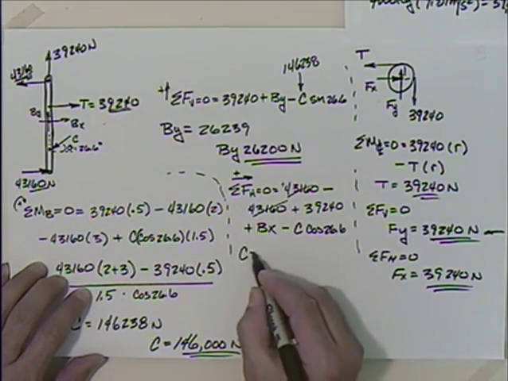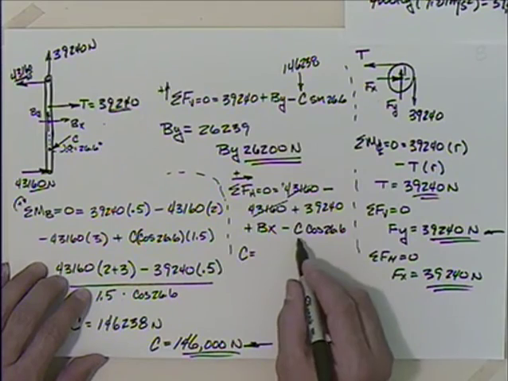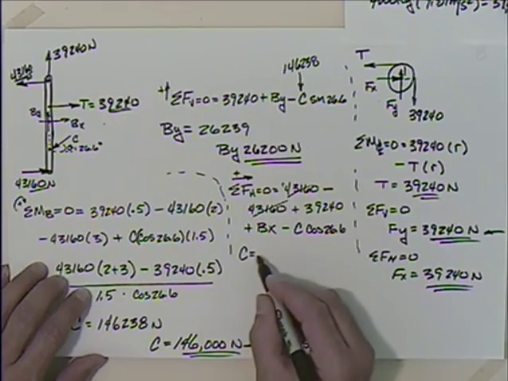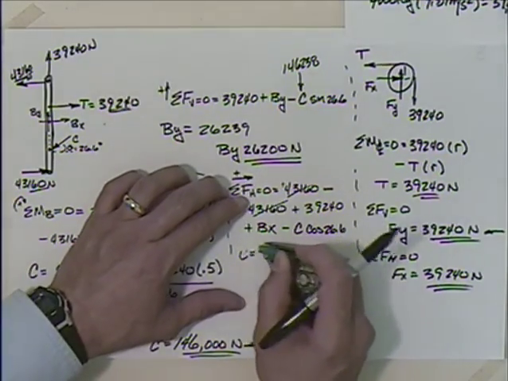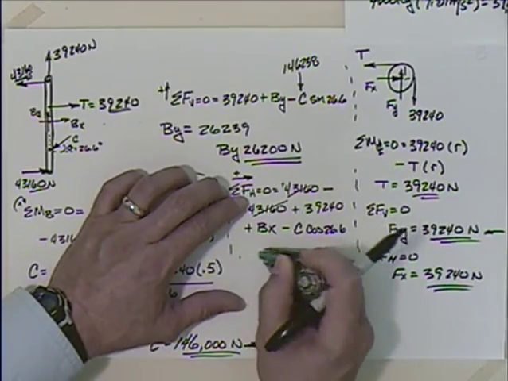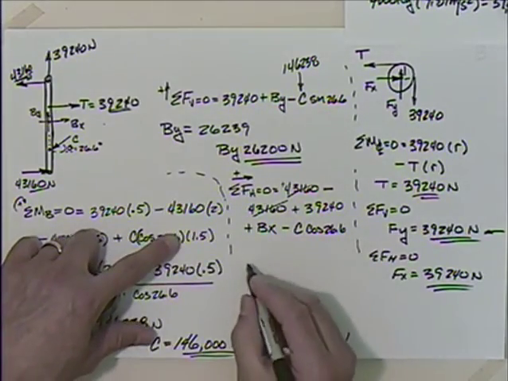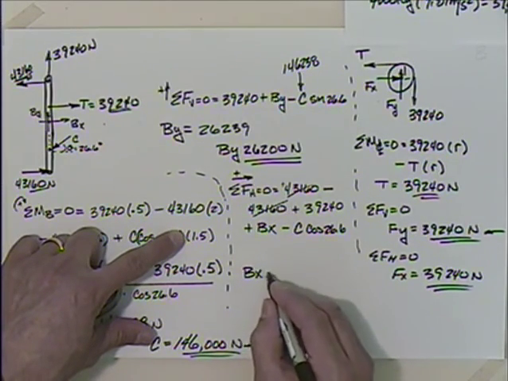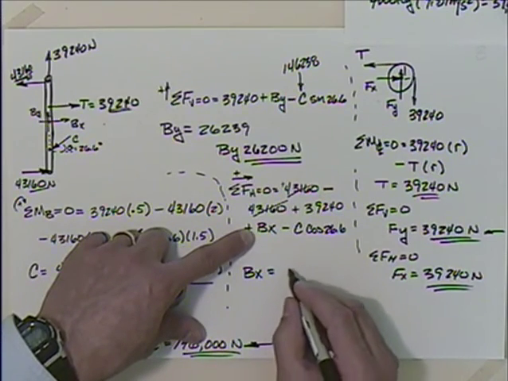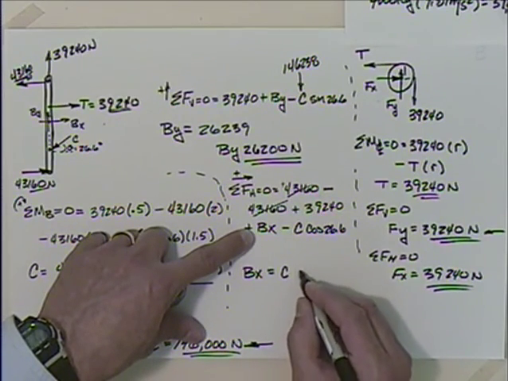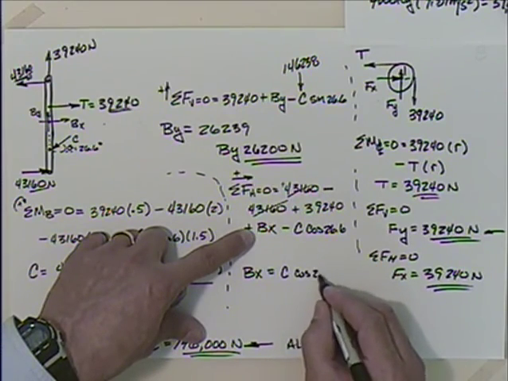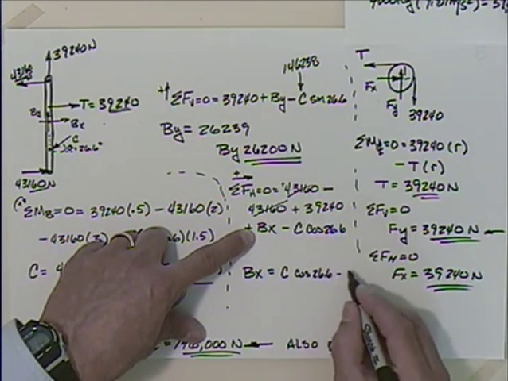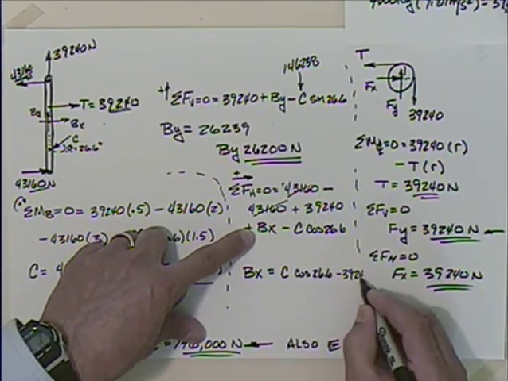And I could say then that C is equal to, move that to the other side so it gets rid of the negative. No, I'm not looking for C, am I? I'm messing this up. Okay, so Bx. What's Bx? Bx is equal to C times the cosine of 26.6. That goes to the other side, and then I have to subtract 39,240.